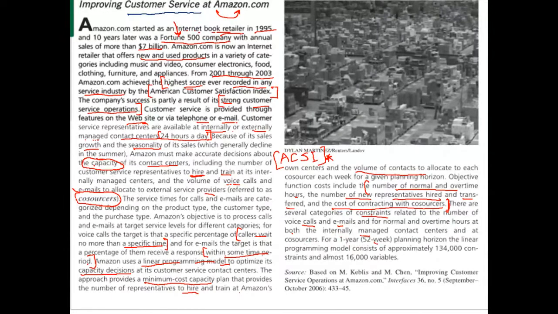For a 1-year, 52-week planning horizon, the linear programming model consists of approximately 134,000 constraints and almost 16,000 variables. So you can imagine, we have been learning in transportation and also in linear programming. When we do it manually, we use two or three constraints, isn't it? But here you see in practice, the number of constraints is 134,000.